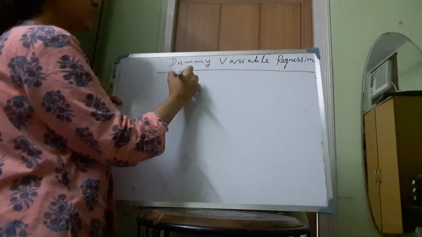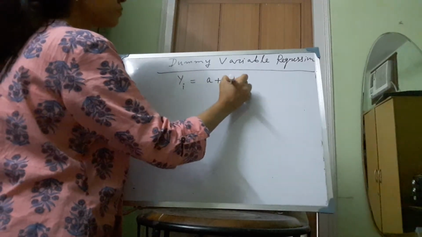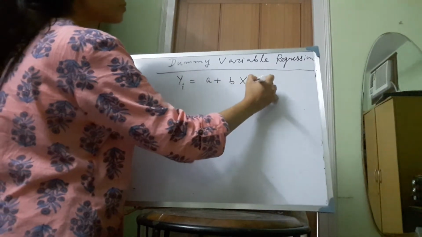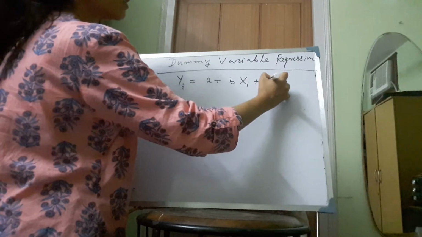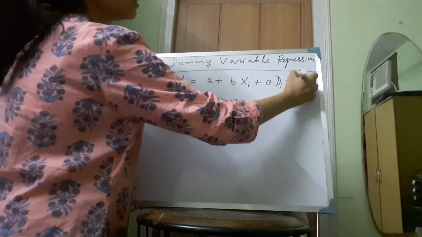Suppose we are considering this regression equation, yi is equal to a plus b xi plus c di plus u.